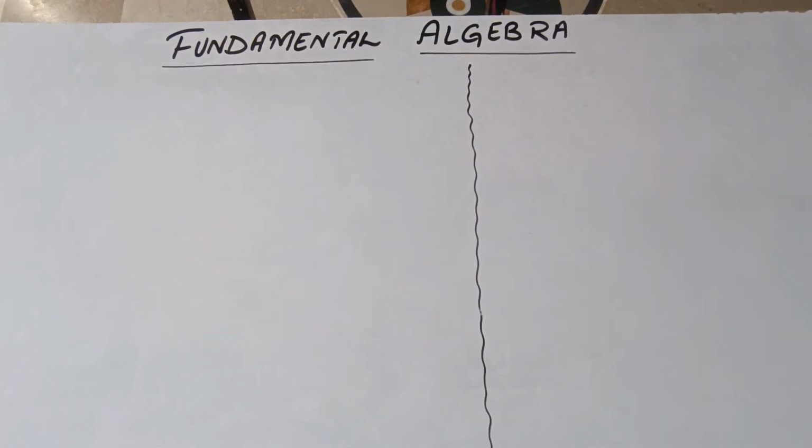The word algebra comes from an Arabic word. Literally it means restoration. It can be traced to the mathematician Muhammad bin Musa al-Khwarizmi. He wrote the compendious book on calculation by completing and balancing, which established algebra as a mathematical discipline that is independent of geometry and arithmetic.